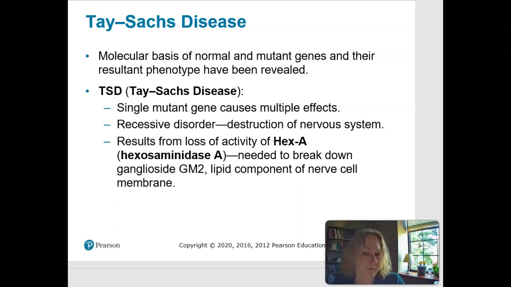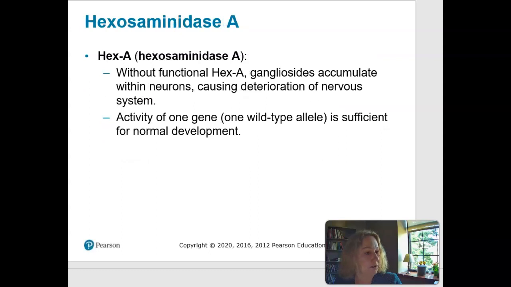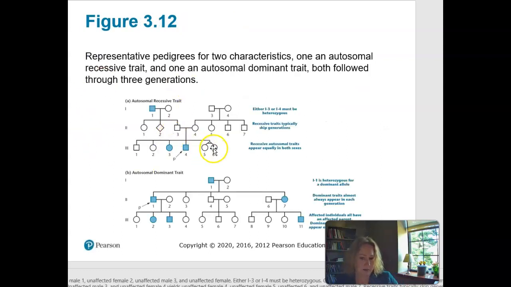Tay-Sachs disease. TSD is a recessive gene causing multiple effects. It's a recessive disorder, a destruction of the nervous system. It results from a loss of activity of the Hex A enzyme, which is needed to break down lipids. So essentially, we could look at that here. If we want to go back, let's look at this in those terms.